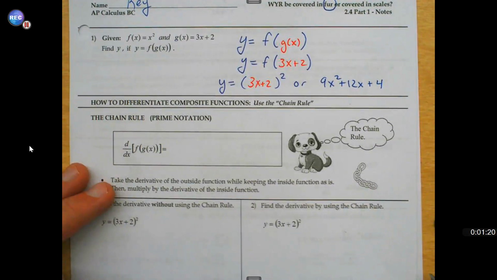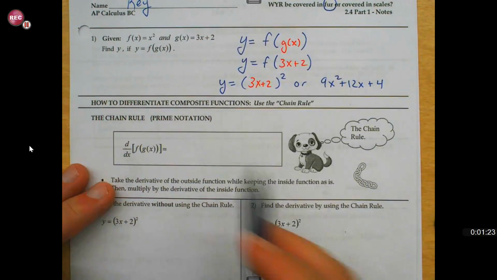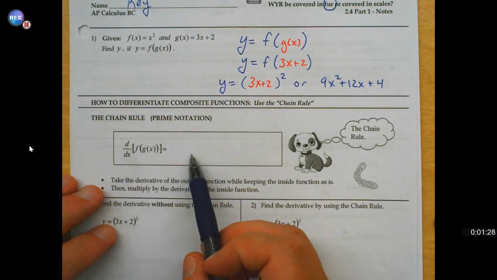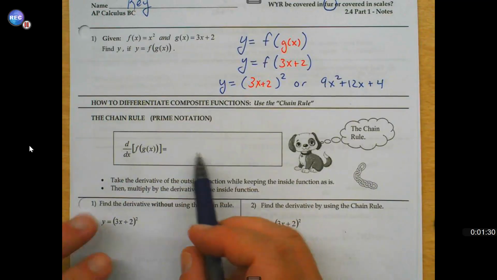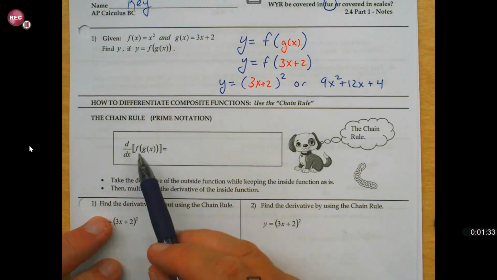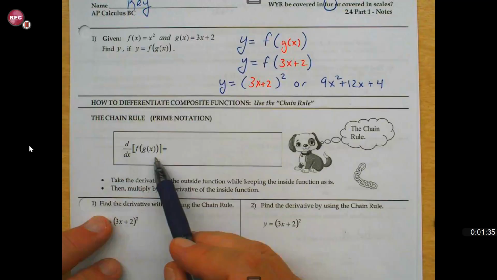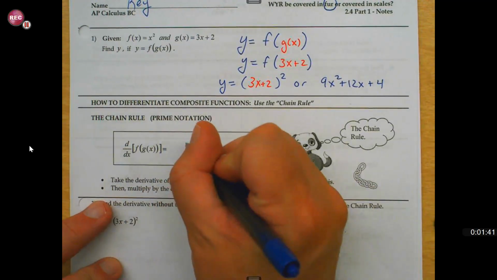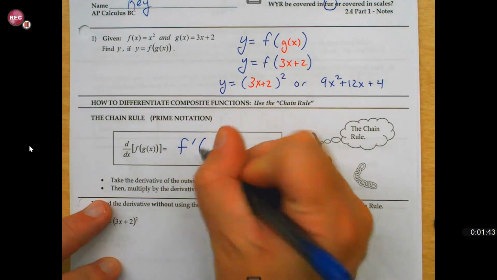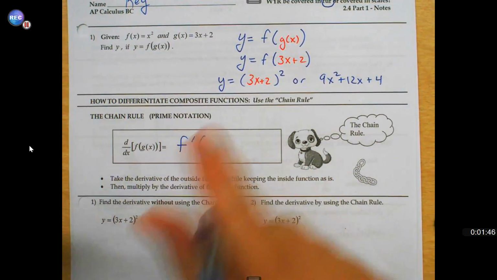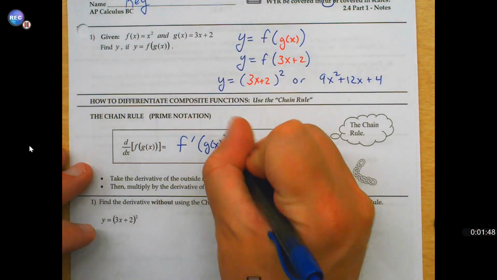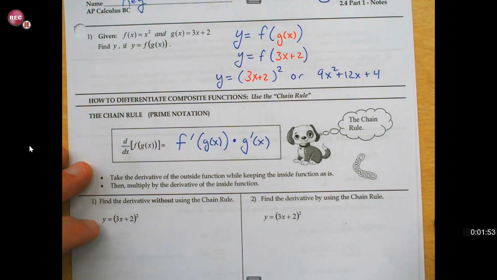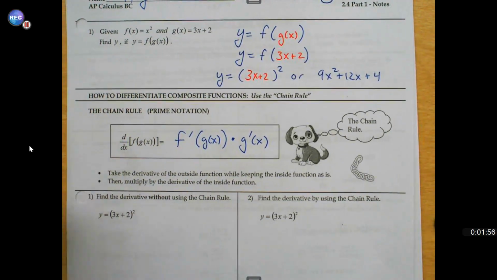Okay, so now I'm going to give you what's called the chain rule using prime notation. There's another notation, which we'll do another time, which uses Leibniz's notation. But for now, we're just going to do it like this. So if you want to do the derivative of f of g of x with respect to x, you're going to write it as follows: f prime of g of x multiplied by g prime of x. So f prime of g of x times g prime of x.